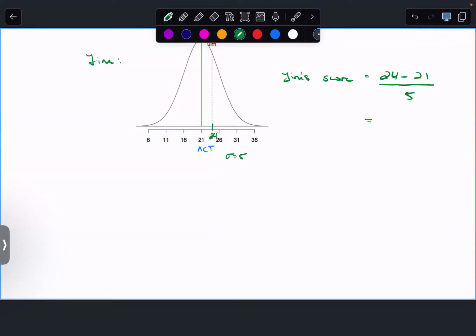Admittedly I'm going to check: 24 minus 21 is 3. Okay, phew. Divide by 5. I'll just do the 0.6, because it's easier to talk about. Which means what? It means that Jim's score is 0.6 standard deviations above the mean. So therefore, Jim's score is 0.6 standard deviations above the mean.